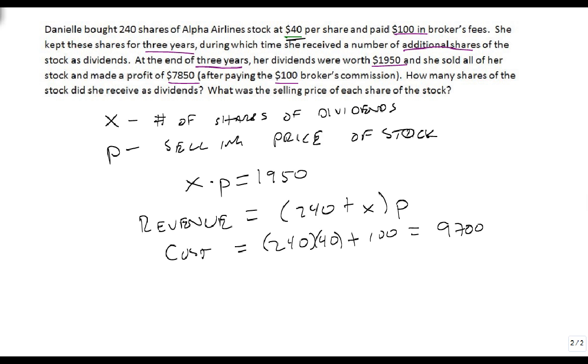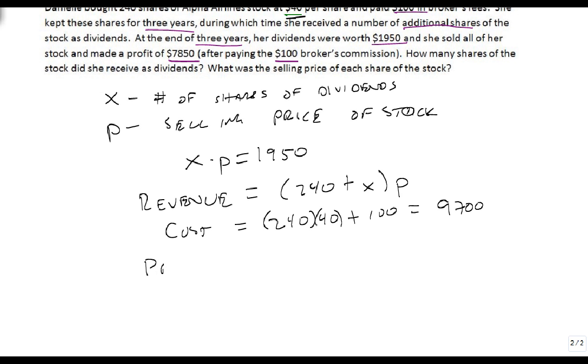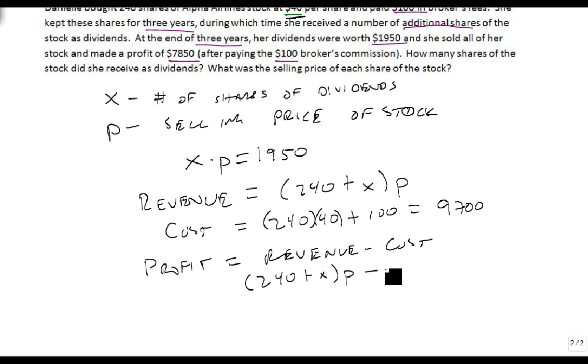Well, profit is defined as revenue minus cost. So we're going to get 240 plus X times P minus the 9,700, and that's going to be equal to our 78.50.